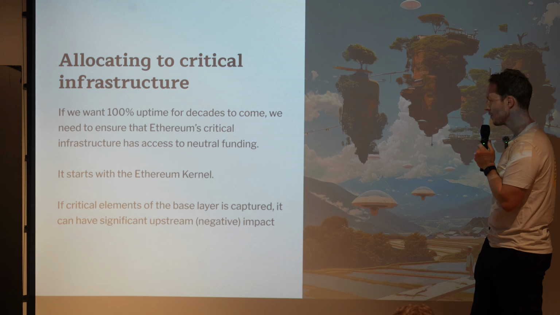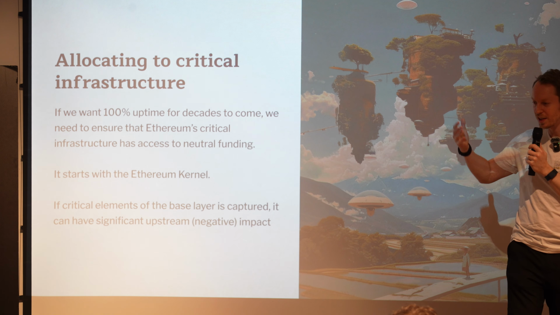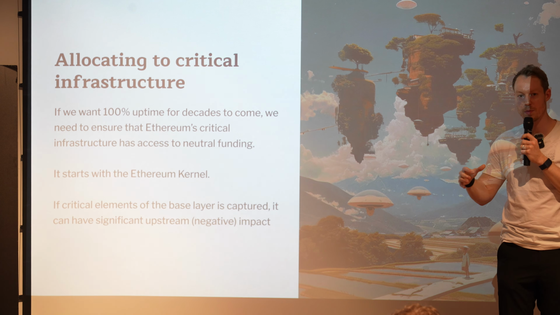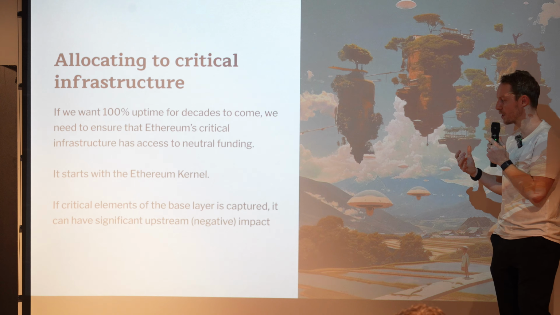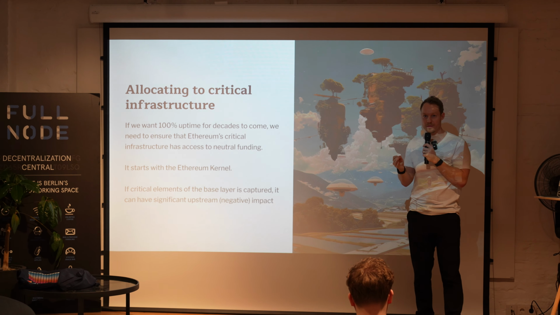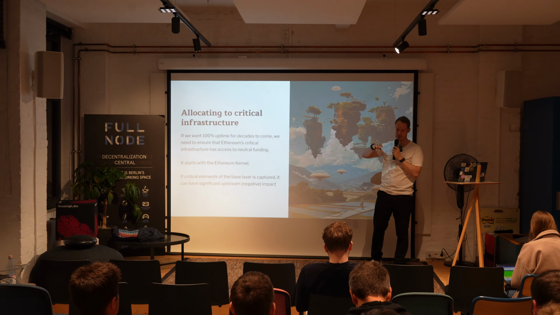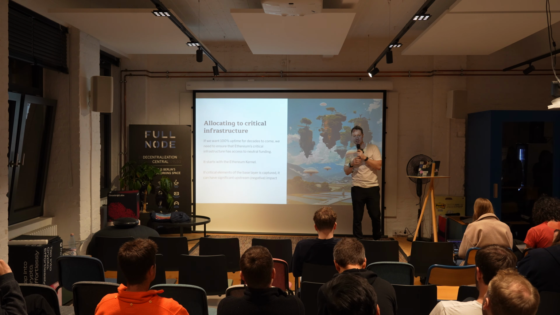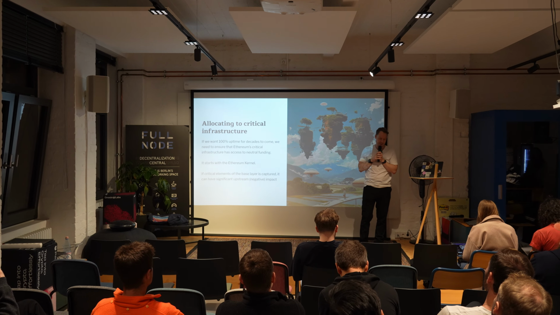So I'm ending by saying that if we want 100% uptime for decades to come, then we have to secure the critical infrastructure on Ethereum. We have to make sure that it has first priority when we think about where to allocate neutral funding. Because if some of these critical elements are not funded, or they're captured, it's quite critical for the rest of the network, for the rest of the ecosystem. So my call to action here is that it's very important that we fund these things first, and then we go from there.